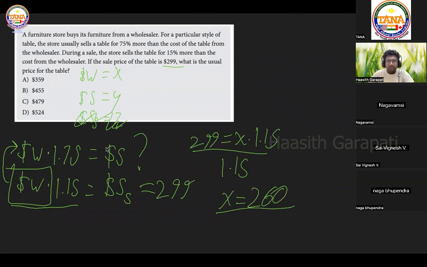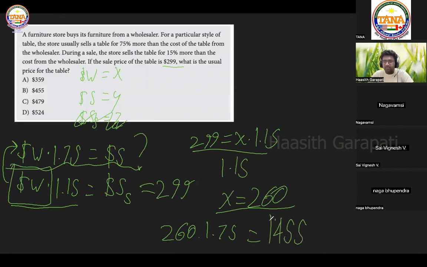And then in order to find the normal price, we have to do 260 times 1.75 from this part over here. And then 260 times 1.75 is going to be $455. So B is going to be the correct answer. So you see what I did there, where even if they give you a whole lot of information, it doesn't have to be that bad.